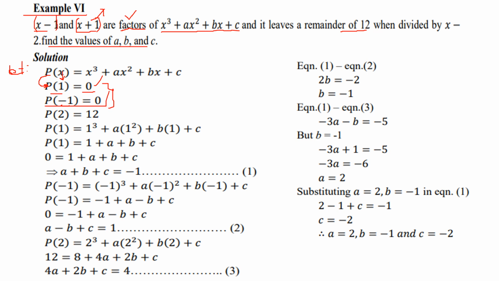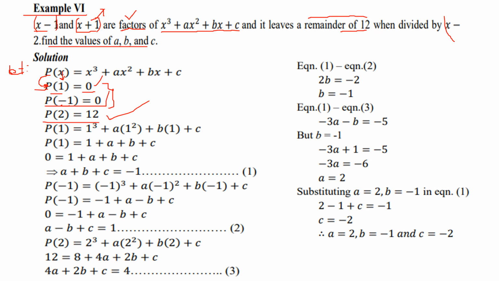The last expression means that we substitute x equals 2. Where are we getting the 2? We have it in this last bracket, x minus 2. And we are told that our remainder must be 12. So this statement also means that if we substitute x equals 2, we must get the remainder as 12. So now let's do the substitution.